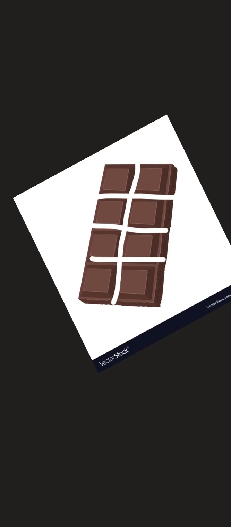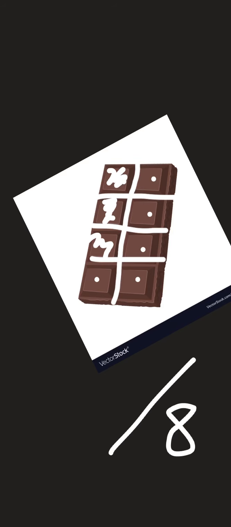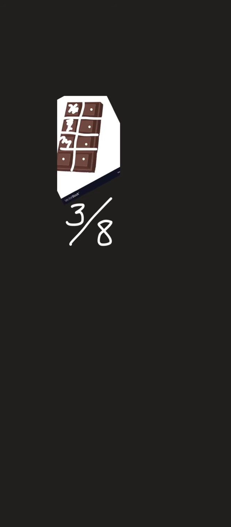I could split this chocolate bar into 8 equal parts. Can you see I've got 8 equal segments of that chocolate bar. 1, 2, 3, 4, 5, 6, 7, 8. So if I got to eat 3 of those, then I've split the whole into 8 equal parts and I've got 3 of them. So I've got 3 out of 8. We call that 3/8. So let's remind ourselves what a numerator and denominator are.